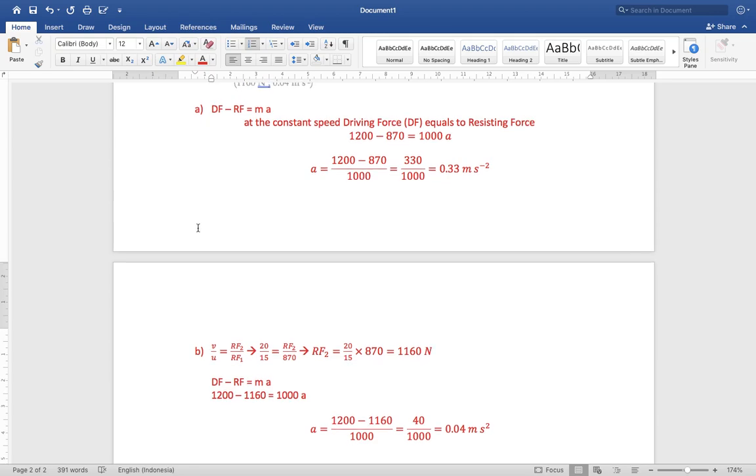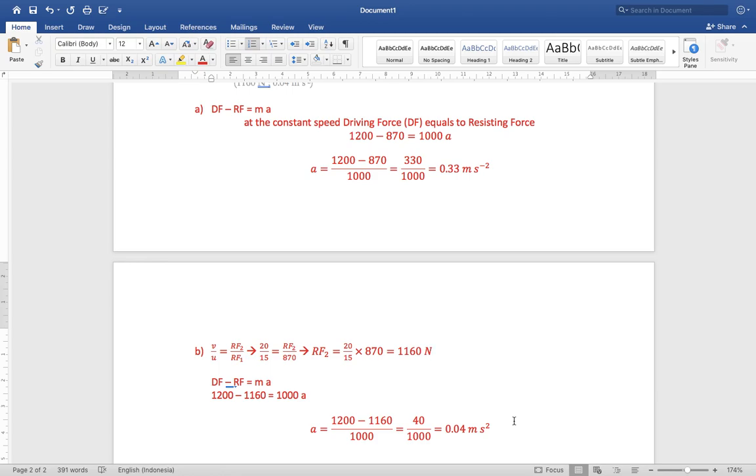So what about the acceleration? Come back to the total force. The driving force minus the resisting force equals ma. The driving force is 1200 and the resisting force is 1160 Newton, equals m, which is 1000 kilograms, times a. We get 40 divided by 1000, which is 0.04 meter second minus 2. Okay, we finally get all the answers for question 5.